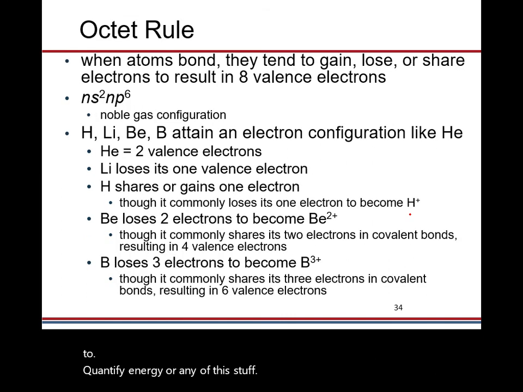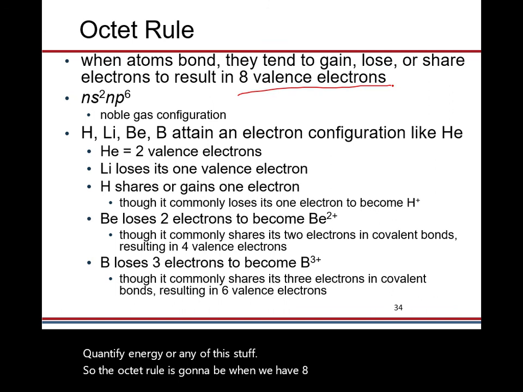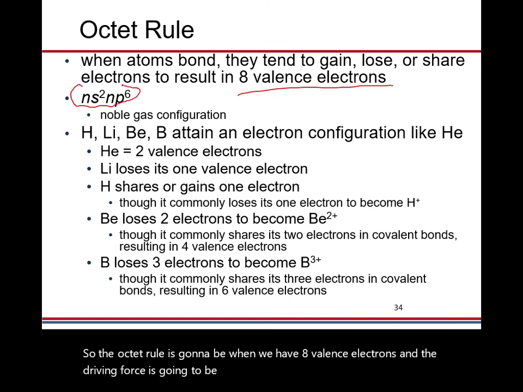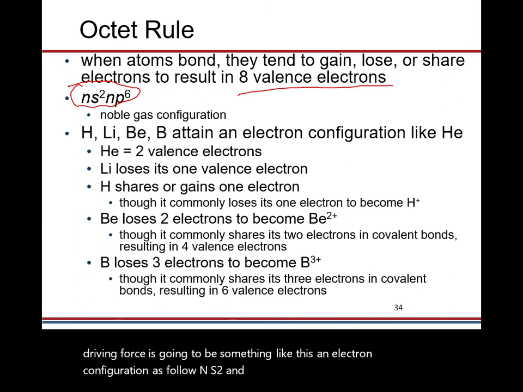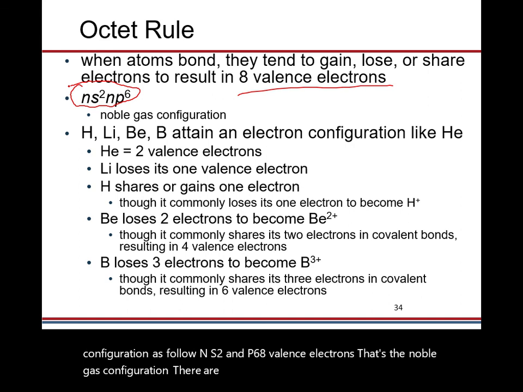So the octet rule is going to be when we have 8 valence electrons, and the driving force is going to be an electron configuration as follows, ns2 np6, 8 valence electrons. Okay, that's the noble gas configuration. There are a few exceptions to that. Let me tell you right now, then we'll come back to them afterwards.